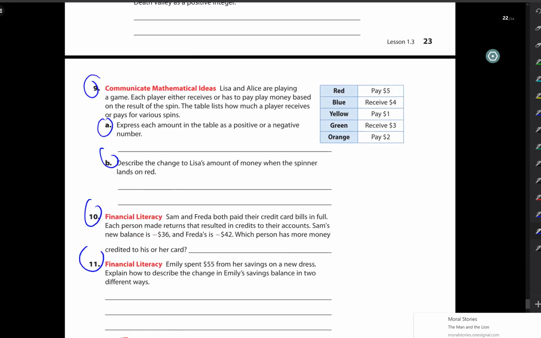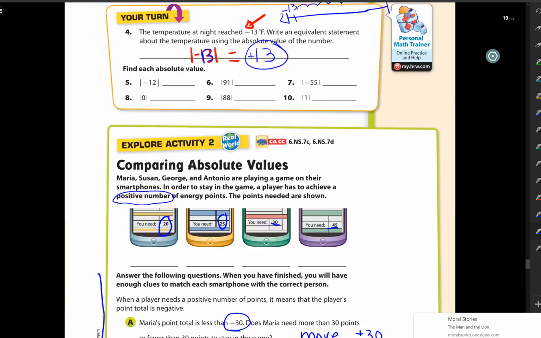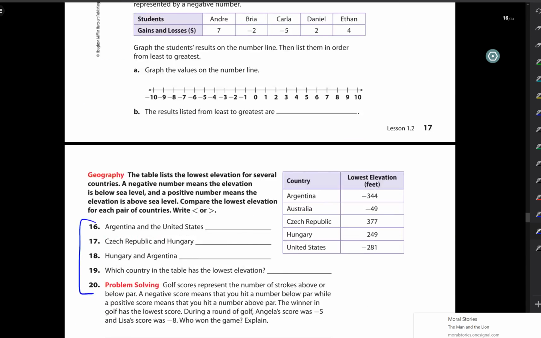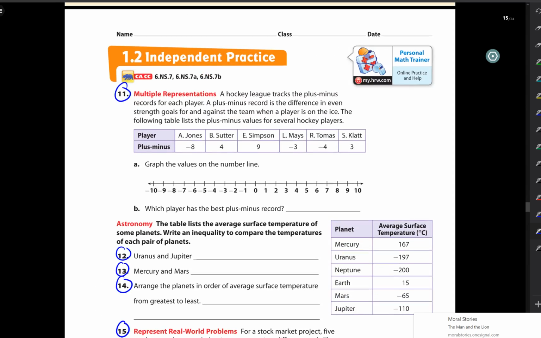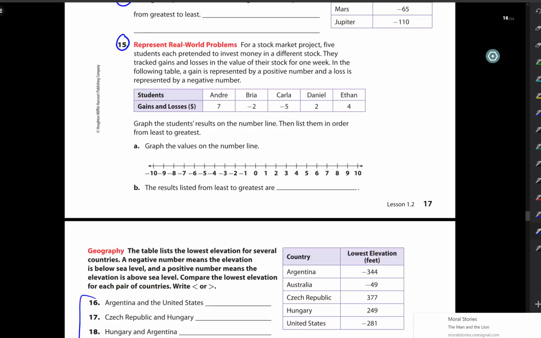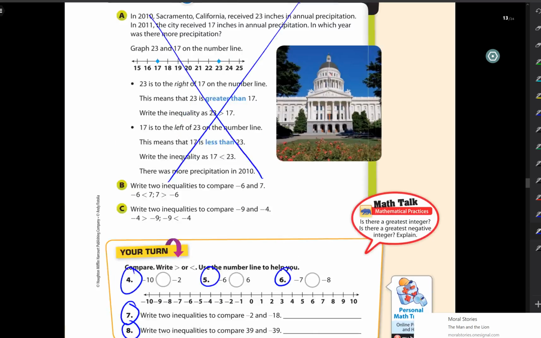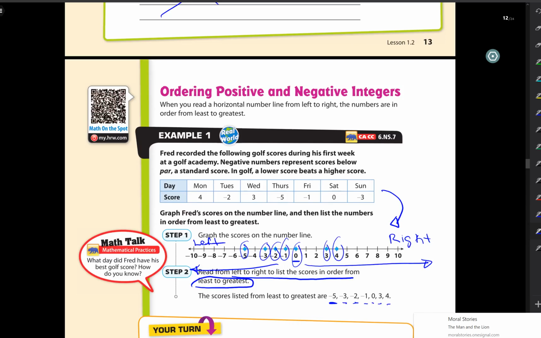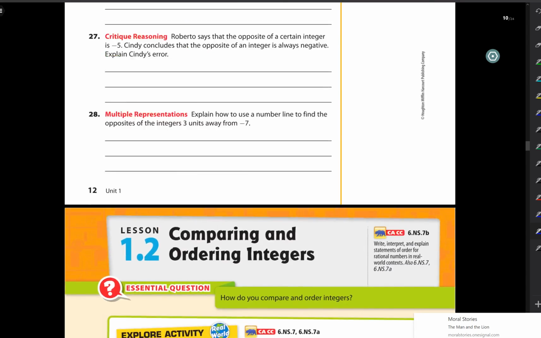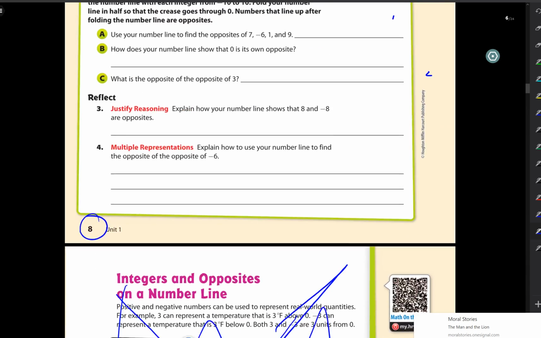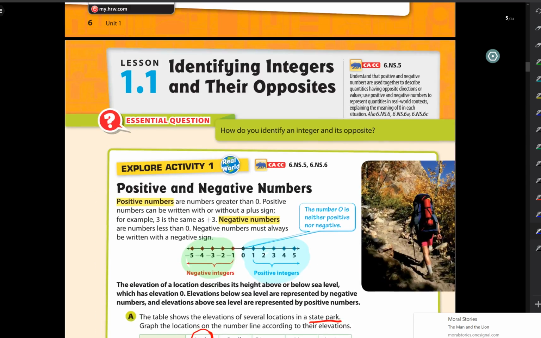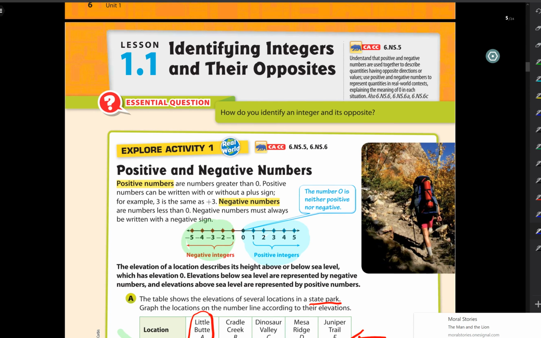Before we take our assessment, I want you to make sure that you have completed all of 1.2. This was the day before, okay? And all of 1.1, which is what we did on Monday, comparing and ordering. So this whole thing should be filled out. I want you to make sure you finish this whole thing. And if you have any questions, I'm here and you can ask me any questions.